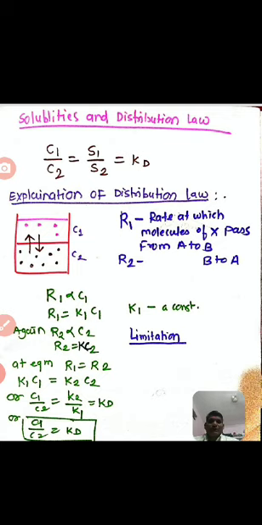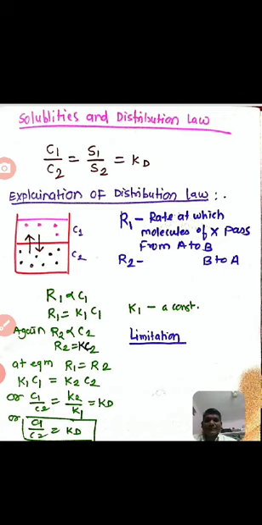At equilibrium, R1 is equal to R2. R1 is proportional to C1, so R1 is equal to K1 C1. Similarly, R2 is equal to K2 C2, where K1 and K2 are constants. At equilibrium, R1 is equal to R2. Finally, we can write C1 by C2 is equal to Kd. This is the Nernst distribution law, where K1 and K2 are constants at the same temperature and Kd is the distribution coefficient. Now, there are some limitations of the Nernst distribution law.